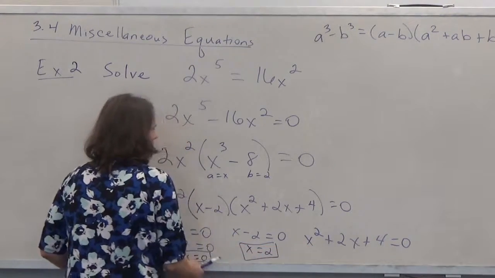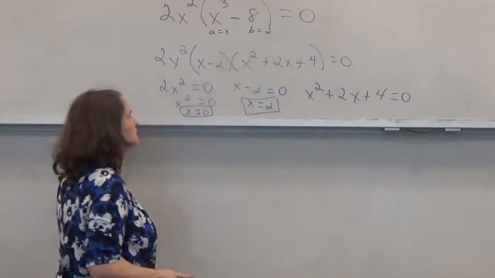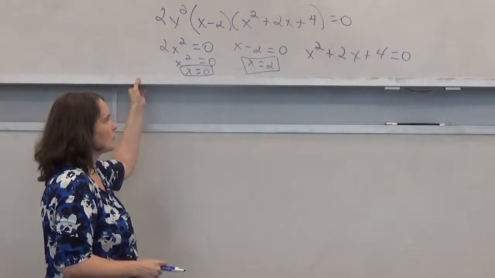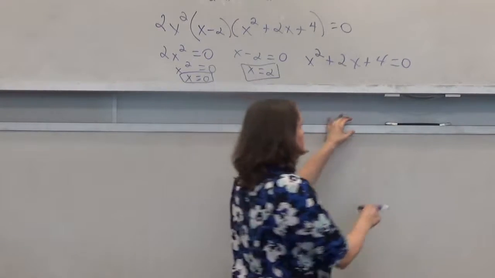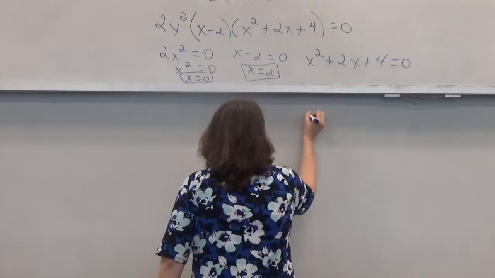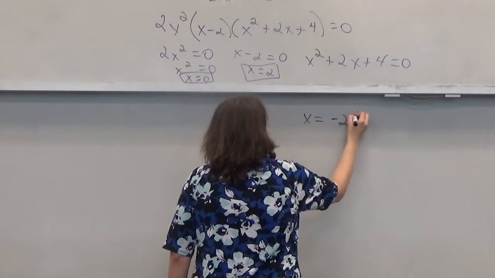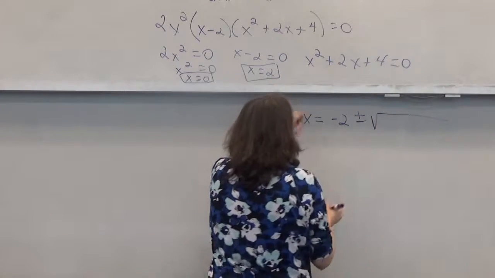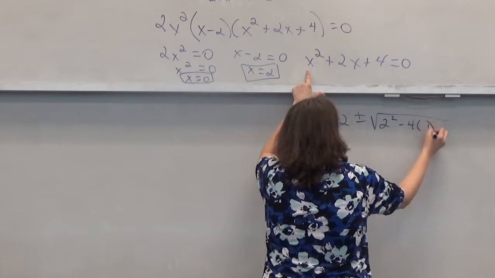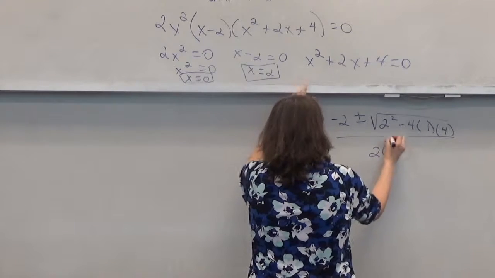And then I've got this trinomial that I need to solve for. We've already determined that it's not going to factor. So what should I do here? Knowing that that trinomial will not factor, that's going to tell me I need to go to the quadratic formula. So I'll have x equals negative b, so negative 2, plus or minus the square root of b squared minus 4 times a is 1 and c is 4, all over 2 times my a is 1.